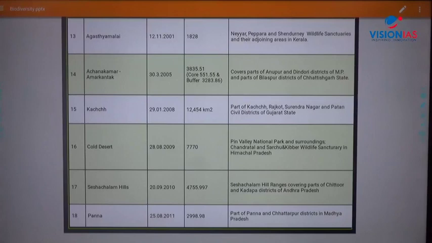Kutch Biosphere Reserve in the state of Gujarat. Part of Kutch, Rajkot, Surendranagar and Patan civil districts of Gujarat state. After Kutch, then the cold desert of India.